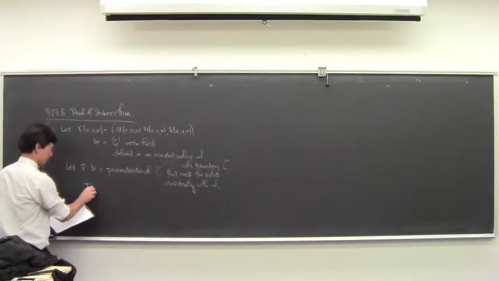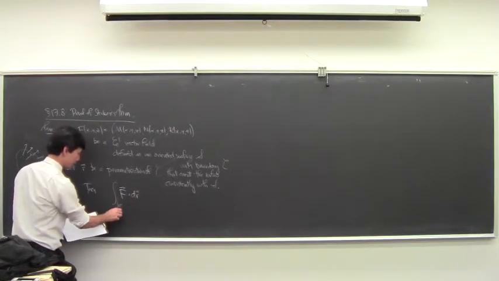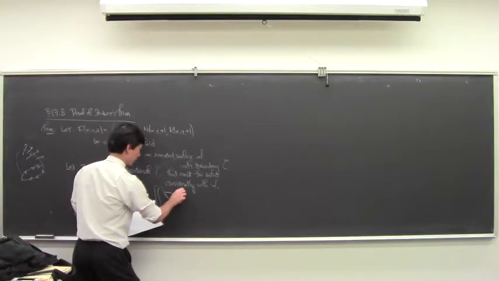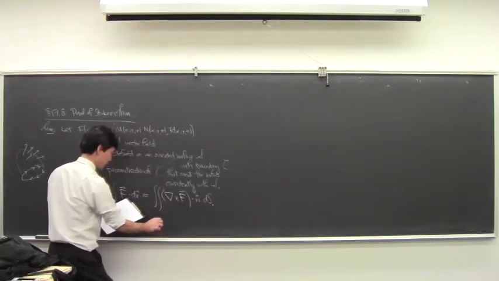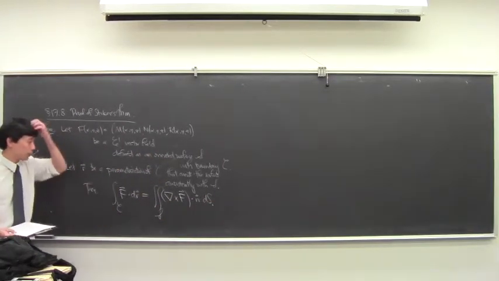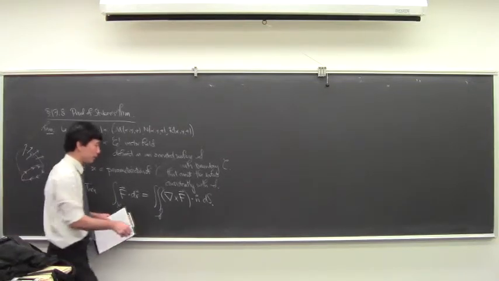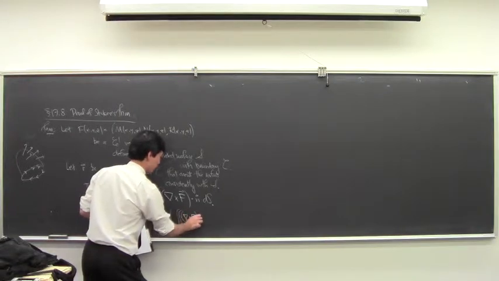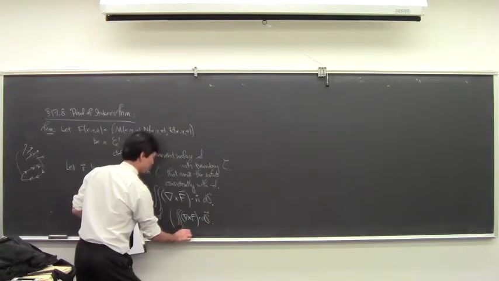Then the circulation around the boundary equals the integral of the curl over the surface. We also wrote this as the integral of curl F dot dS. It's the same thing.